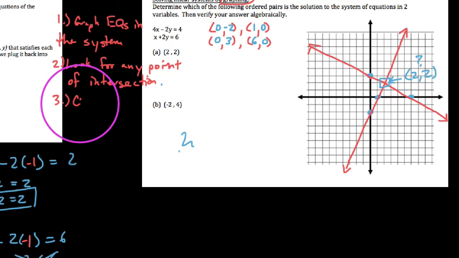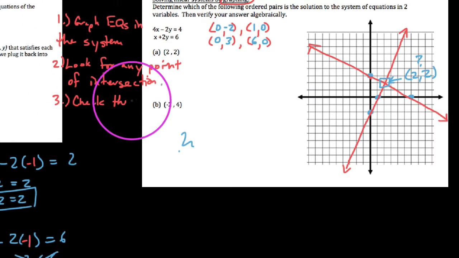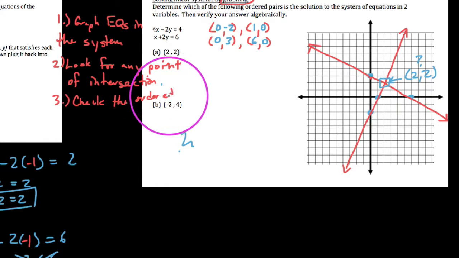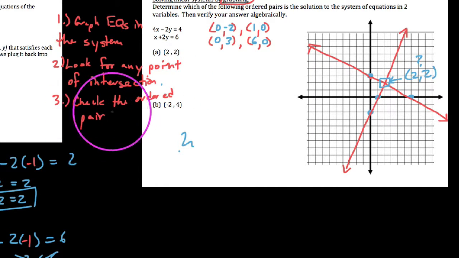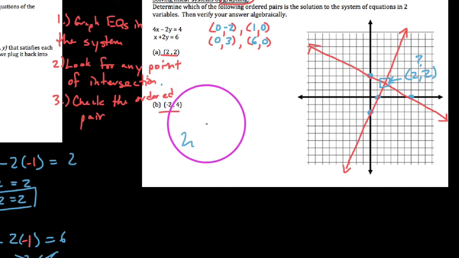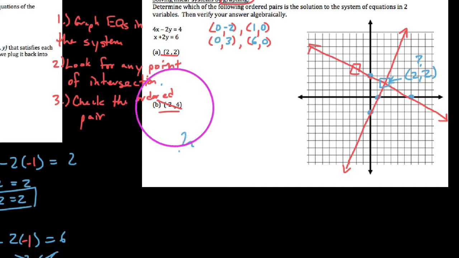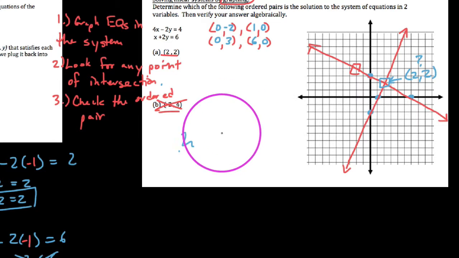We're going to check the ordered pair. Now, we were given a couple of ordered pairs here, (2, 2) and (-2, 4). I think at this point, negative 2, 1, 2, 3, 4, that's right here. If we check this, it might actually come out to be a solution to the first equation, or at least the second equation we graphed, but it's not going to be the solution to the system, because solutions must be at points of intersection.